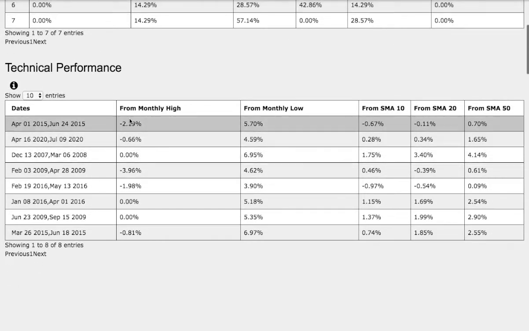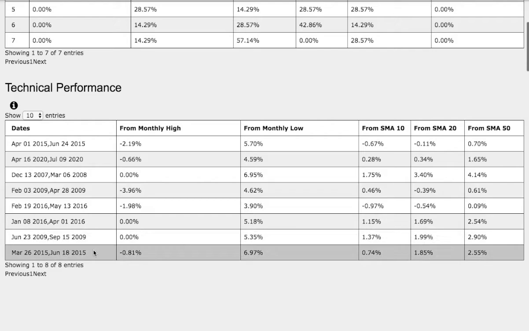And as for the technical performance, if we examine closer the current trend that we're in, we're down 66 basis points from monthly high, up 5% from monthly low, up 28 basis points from 10-day moving average, up 34 basis points from 20-day simple moving average, and up 1.6% from 50-day simple moving average.